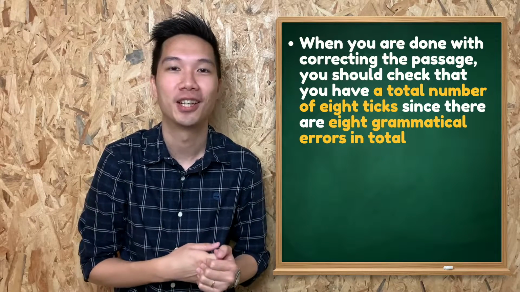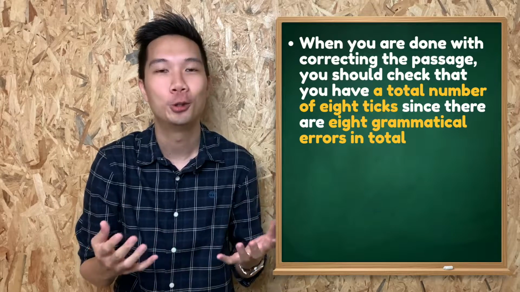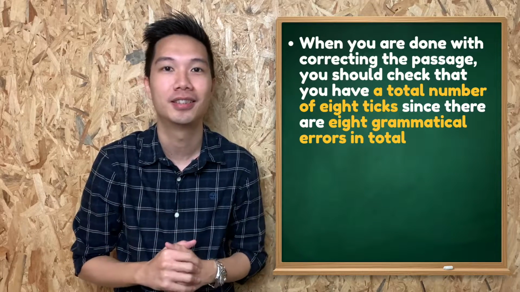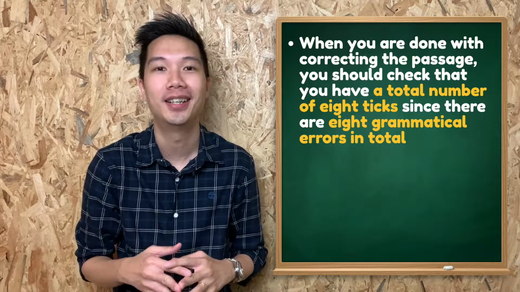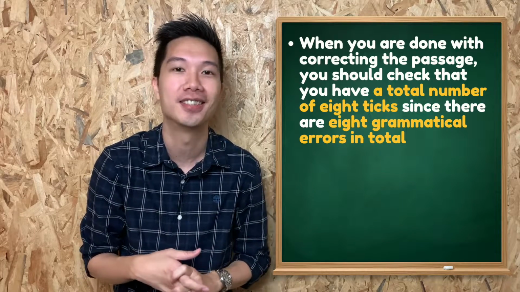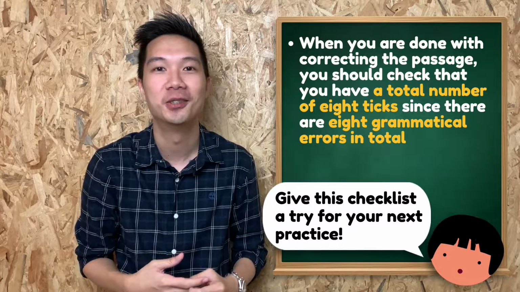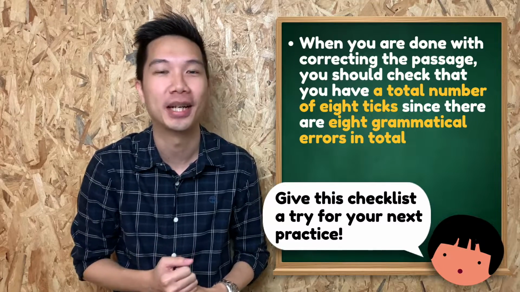When you are done with correcting the passage, you should check that you have a total number of 8 ticks since there are 8 errors in the passage. Isn't this a foolproof way to ensure that you have not left out any errors? I hope I've convinced you to give this checklist a try in your next practice.